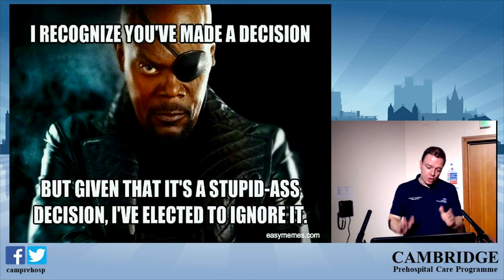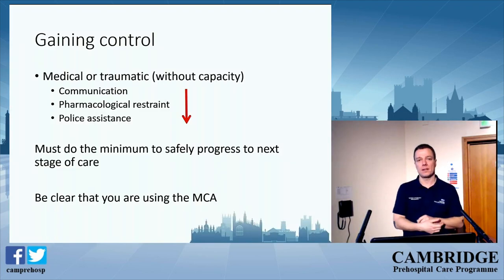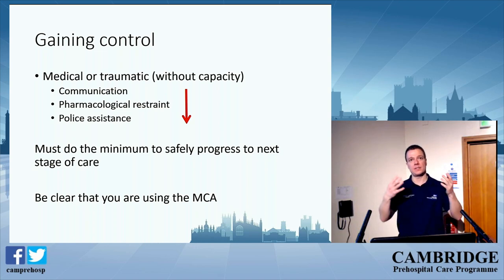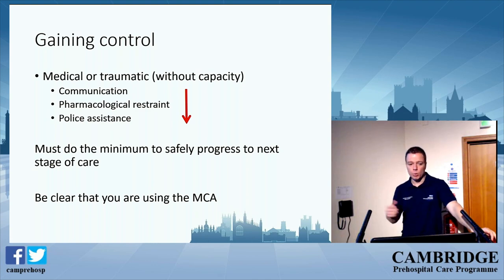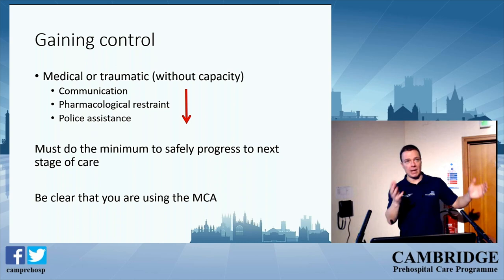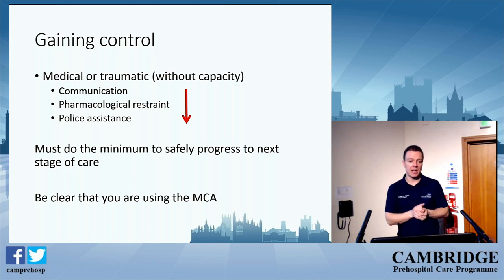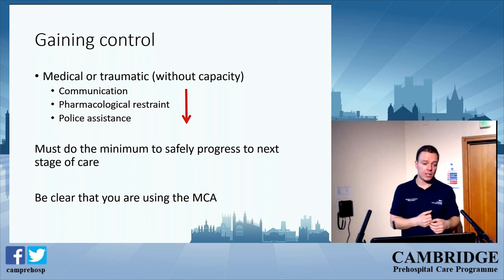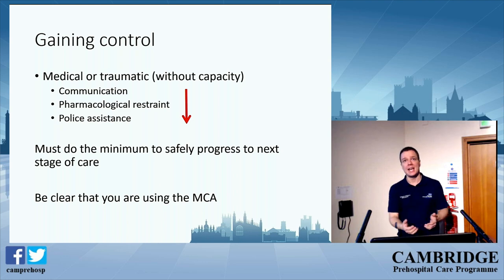So that patient who's genuinely agitated in front of you, how do you gain control of them? How do you gain control for your safety, for your staff's safety, and for their safety? Well, we've talked already about that escalation of communicating with the patient, maybe using pharmacological restraints with intramuscular or intravenous benzodiazepines, antipsychotic medications. And we've talked about police assistance and actually using the police to enact your least restrictive plan, holding the patient down so that you can put a cannula in, is entirely reasonable.